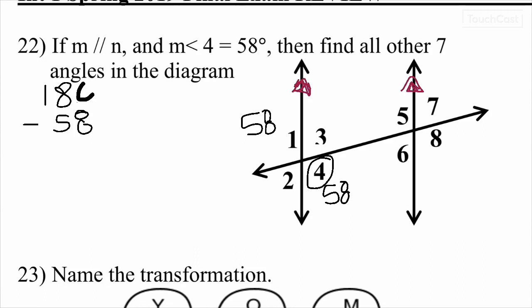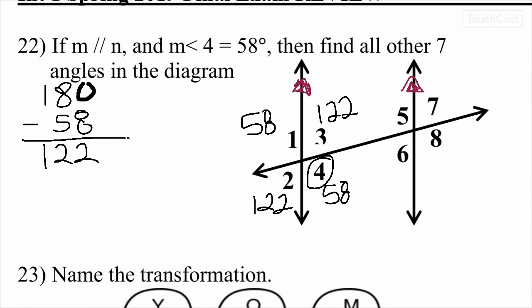Okay, 180. I'll make a nice 0 now. Okay, so let's take that away. Again, I need a calculator. So after my handy dandy calculator, I get 122. So that means 2 is 122. Its vertical angle, angle 3, is 122.